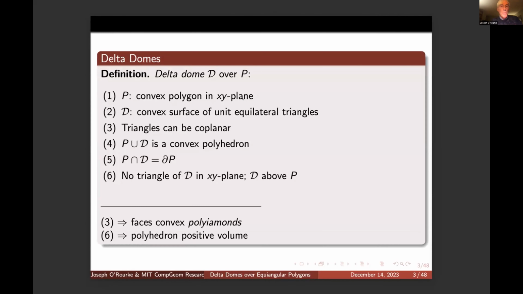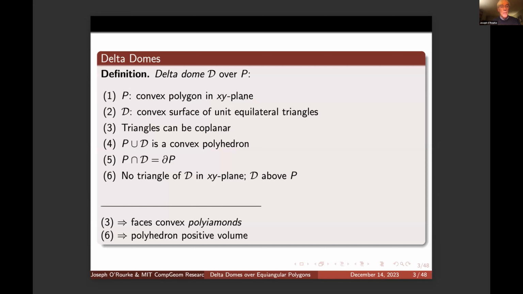So let me explain what a delta dome over a polygon is. This is the topic of the talk. Let P be a convex polygon. We'll think of it in the XY plane. And D, the dome, is a convex surface made up of unit equilateral triangles, unit edge length, solely unit equilateral triangles. And the triangles can be coplanar.